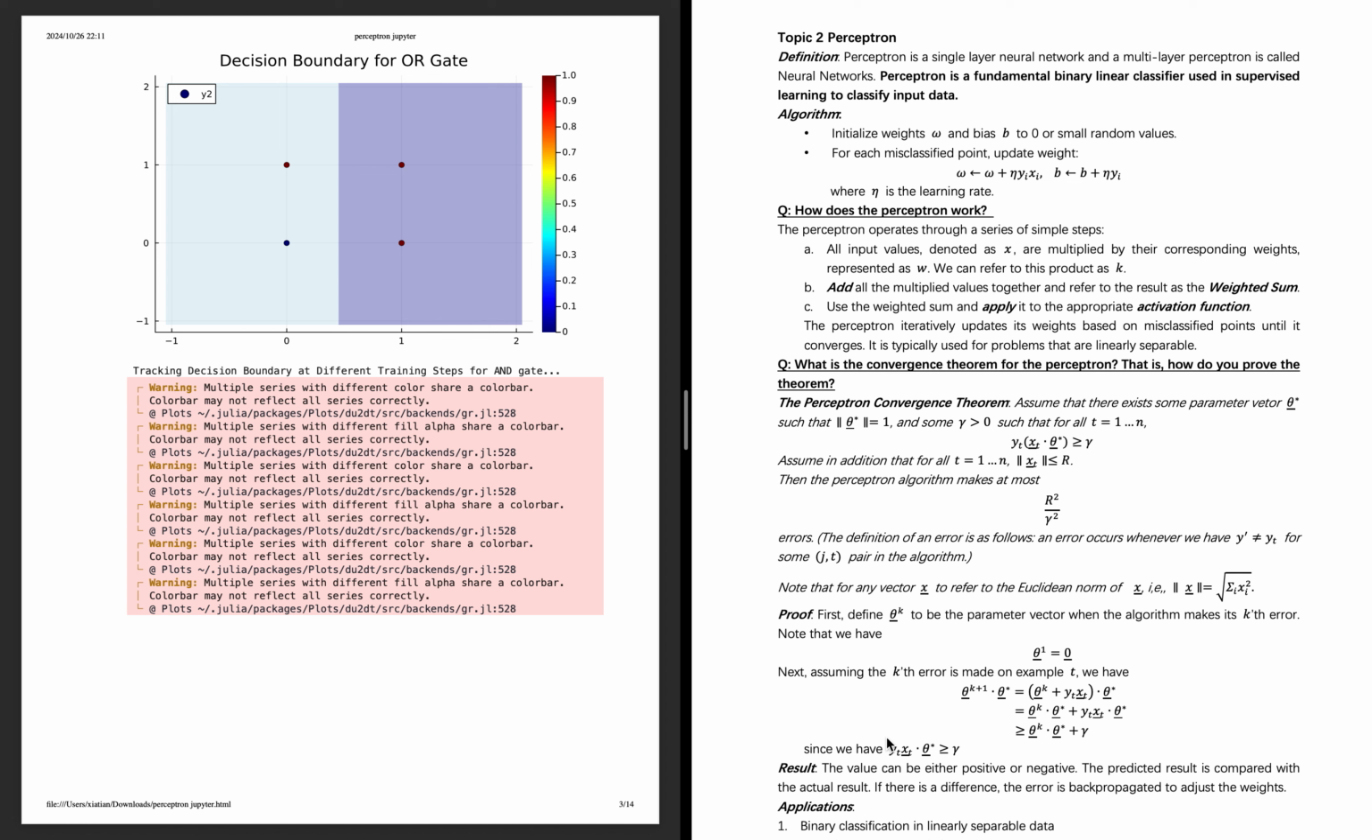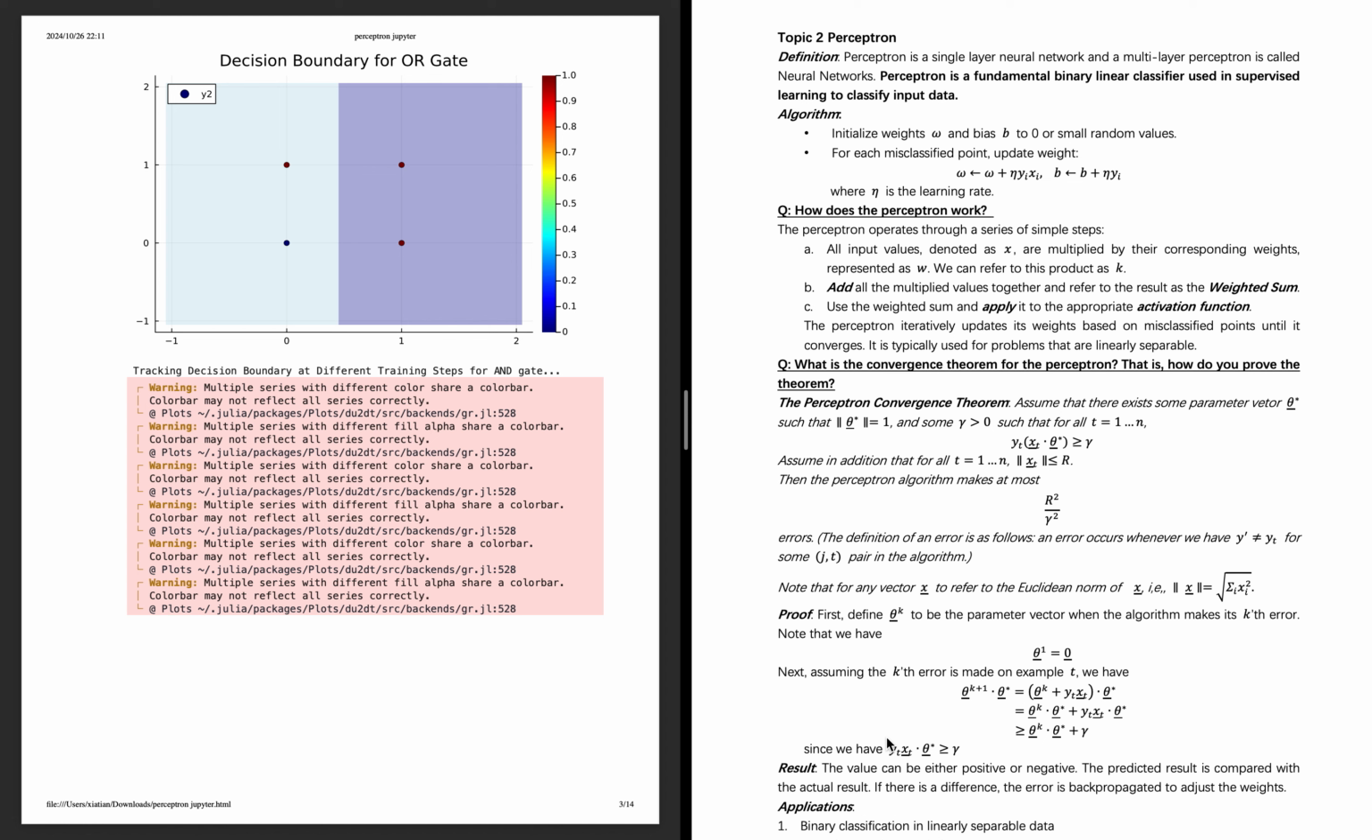And welcome to this demonstration of the perceptron model using a Jupyter notebook. Today, I'm going to guide you through how the perceptron works, focusing on how it updates its weights during training, and I'll visualize the decision boundary for both successful and failed cases.